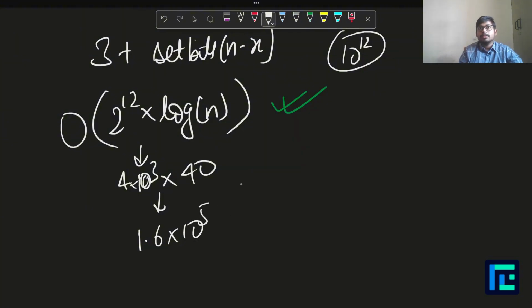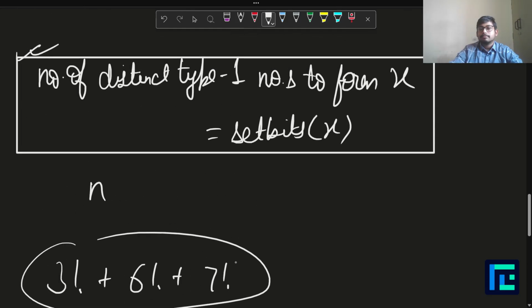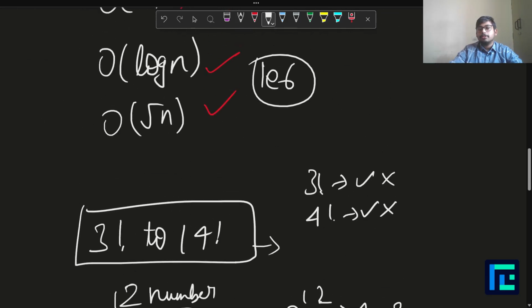So this multiplied by the number of test cases, there are 100 test cases. So 1.6 into 10 to the power 7, this would be well accepted. Okay, so I hope you understood the complexity and the logic, basically what we need to do.